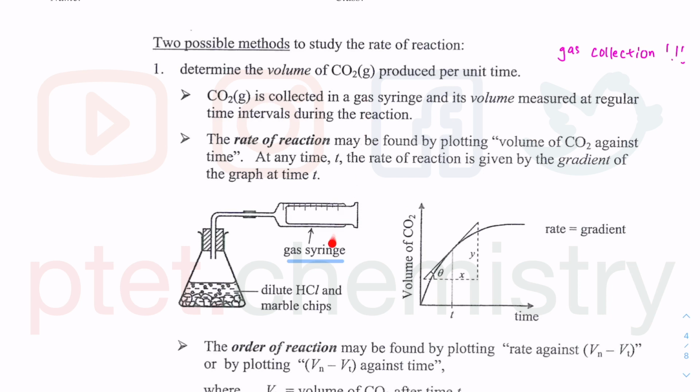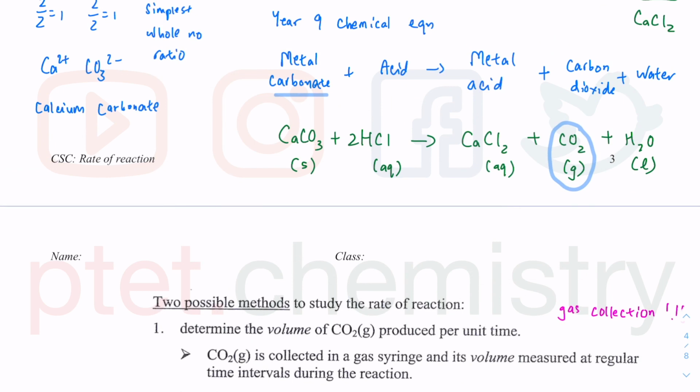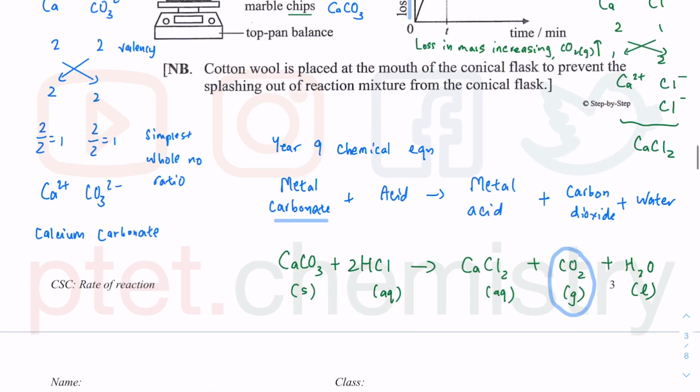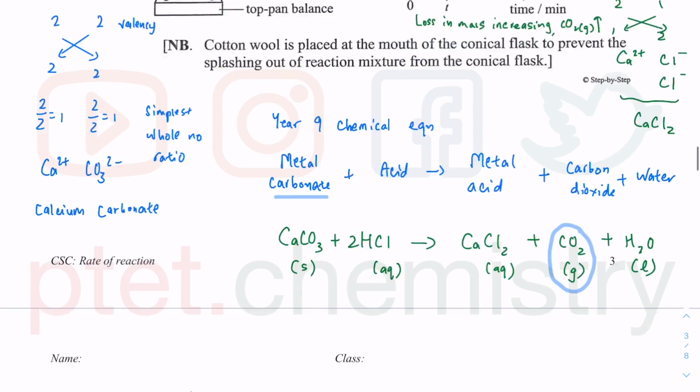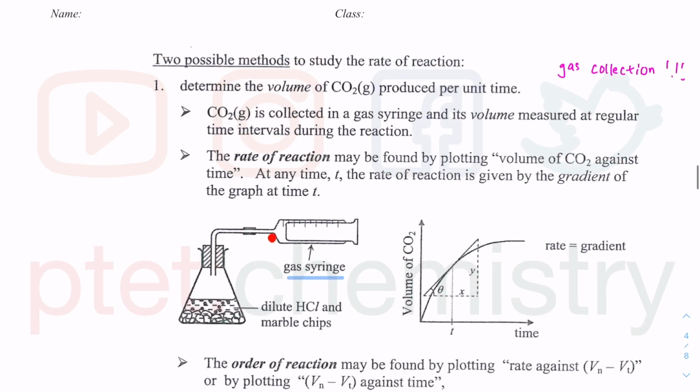So this is the exact same reaction, HCl and marble chip. So HCl and calcium carbonate giving you carbon dioxide. Instead of allowing the carbon dioxide to escape as in the first example, we are going to allow the carbon dioxide to be collected inside the gas syringe. And in doing so, we can read the volume of carbon dioxide produced at a given time. So having said that, you need to change the time.